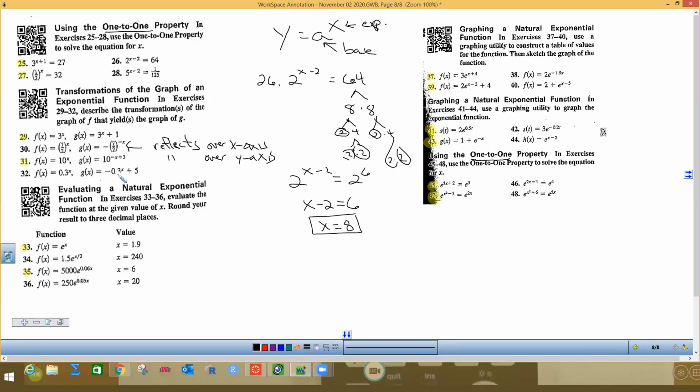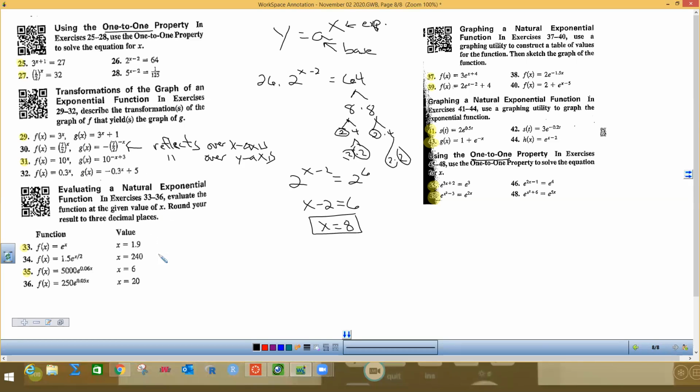Now, if I did this problem, this negative would reflect across the x-axis. This 0.3 is less than 1, so this is going to be a vertical shrink by times 0.3, and then this plus 5 out here would be a vertical shift up 5 units. So you need to do 29 and 31 just like we did before.